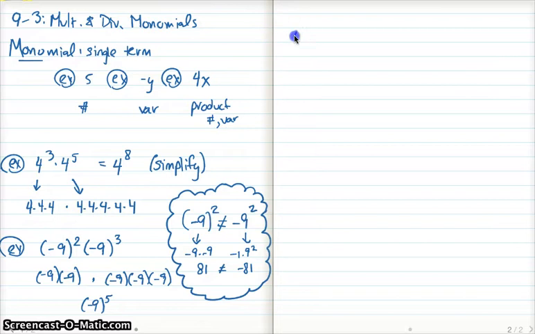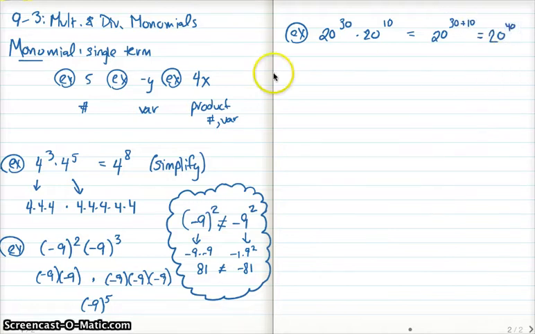So if I gave you something like this, 20 to the 30th power times 20 to the 10th power, you don't have to write 20 out so many times. You can recognize that, aha, here I'm multiplying 20 by itself 30 times. Here I'm multiplying 20 by itself 10 times. So altogether, I'm multiplying 20 by itself 40 times. And that's a quick way to simplify.